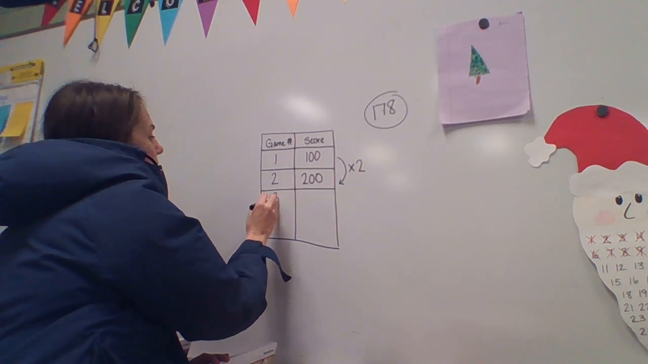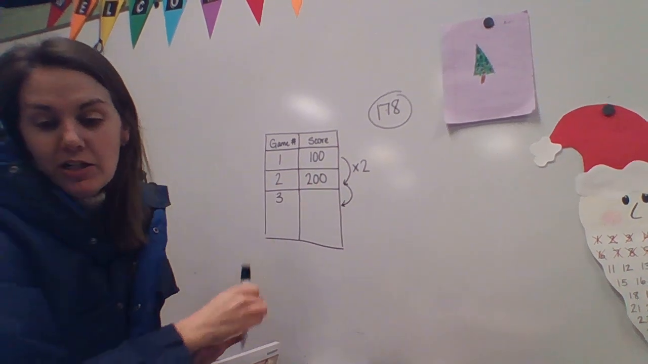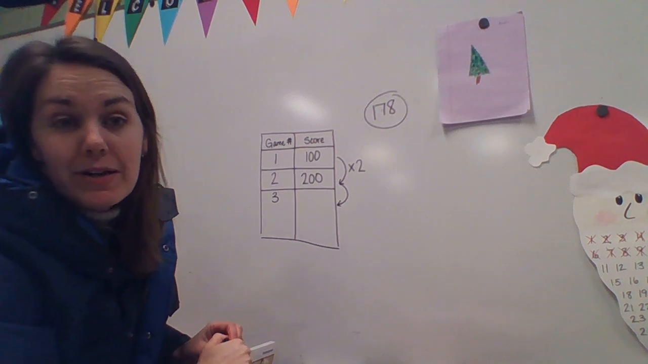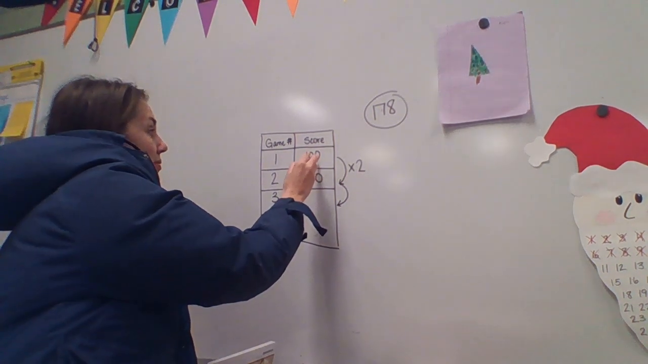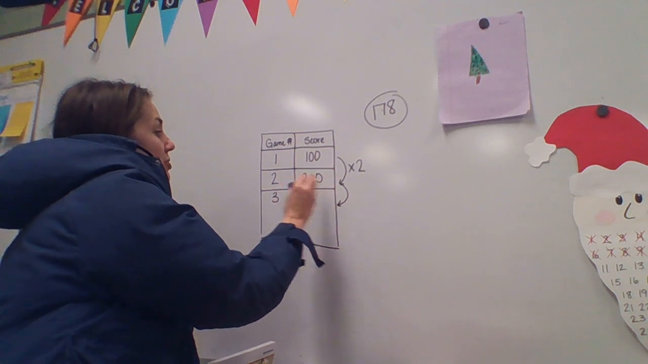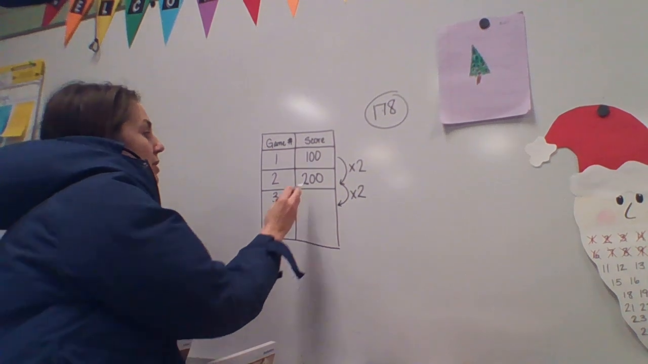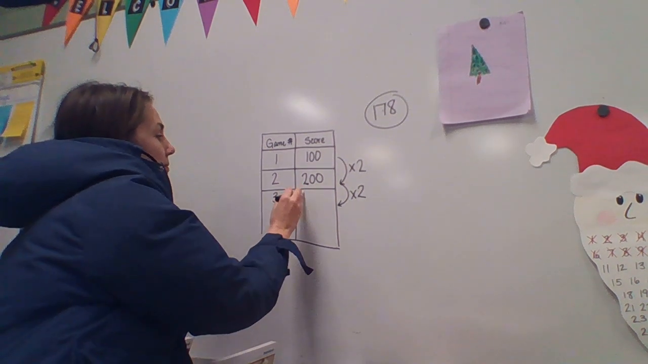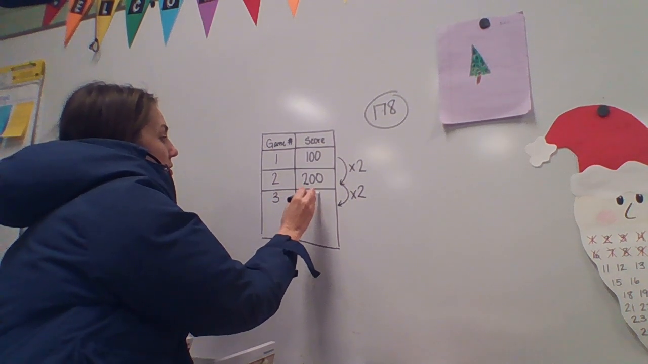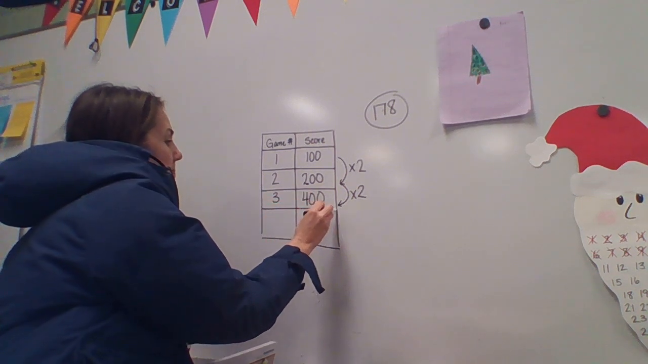Now for game number 3, we're going to double 200 because it says that she doubles her previous score. So I looked at 100, I doubled 100 to get 200. Now I'm looking at 200, I'm going to double that because our rule is each time we're going to multiply by 2. 200 doubled would be 400. So the points that she scored for game number 3 would be 400 points.